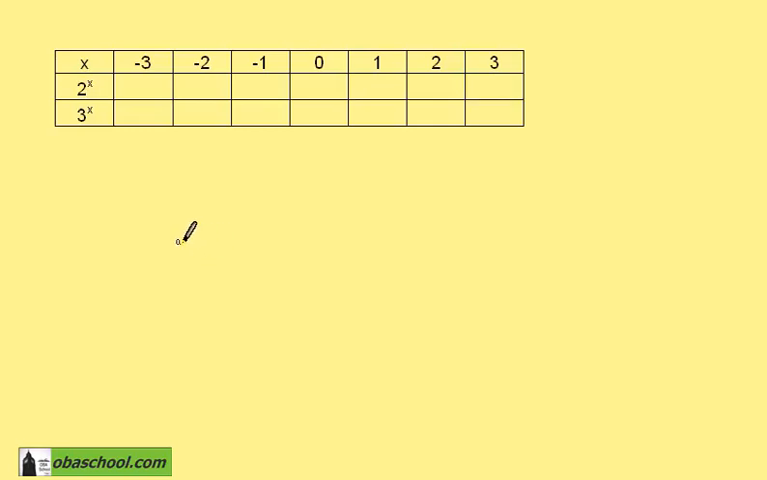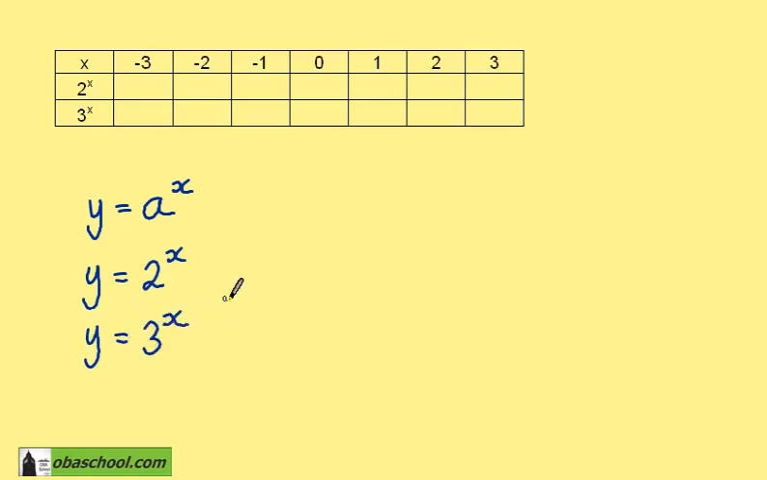We're going to look at exponential functions, which are functions of the form y is equal to a to the x, where a is a number. Up here we have two examples of this. We have y is equal to 2 to the x, and we have y is equal to 3 to the x. We're going to complete the table of values.